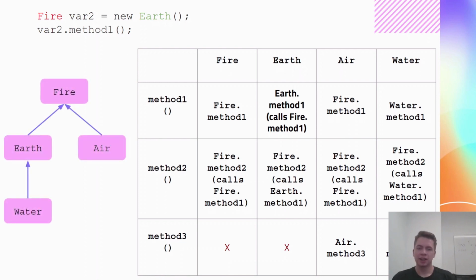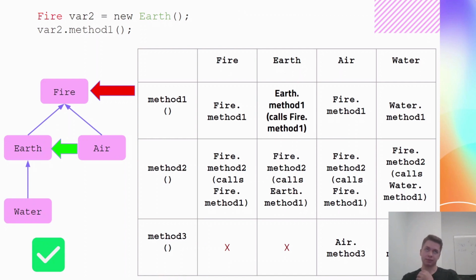Will this work? There's no casting, so we need to see if it compiles first. So the declared type is fire and the actual type is earth. Earth is a subclass of fire, so we're good. Next, we need to see if the declared type contains method 1. Fire does contain a method 1, so that check passes as well.